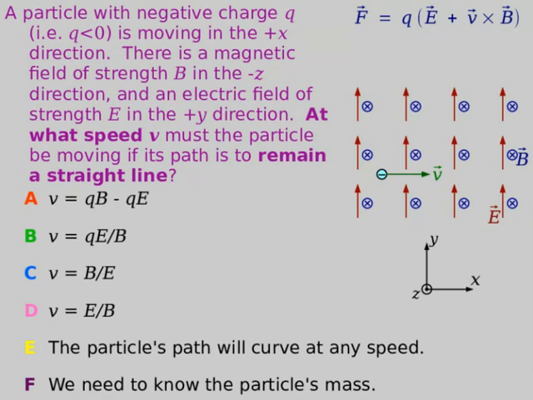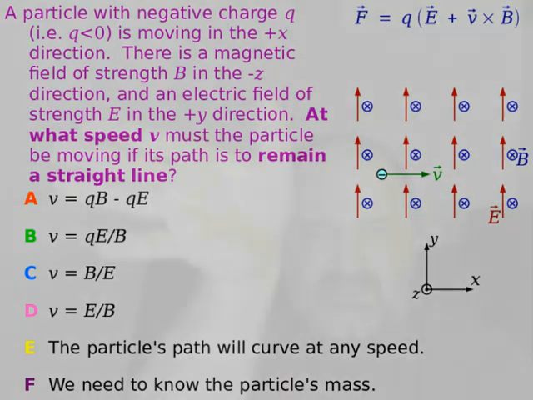If you look, the electric force is either going to be in the plus Y or minus Y direction, because the electric force is along the electric field. So this is a negative particle. That tells us that the electric force is in the minus Y direction, because it's going to point opposite the electric field. So we know the electric force is in the minus Y direction. What's the direction of the magnetic force?